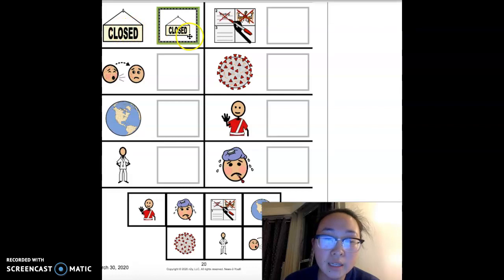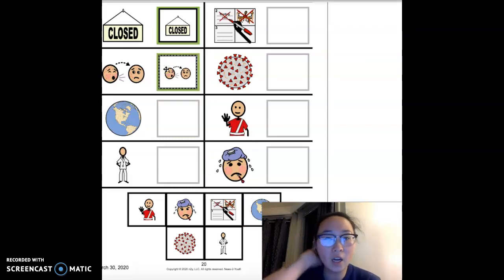Closed, closed, and closed. Our next symbol that we see here is actually for the word spread. And so we see someone who looks sick and who's coughing and spreading it to another person. And that's what we do not want people to do. We don't want people spreading the virus to another person. And so the icon that matches that one is this one. They both are spread. All right.